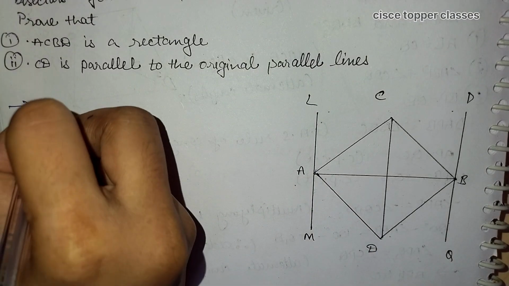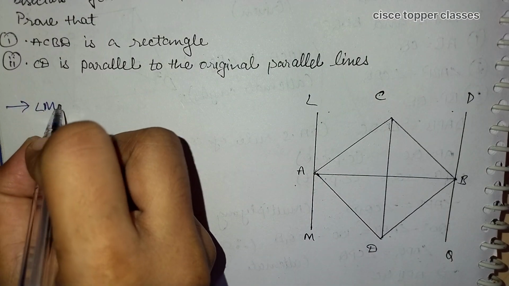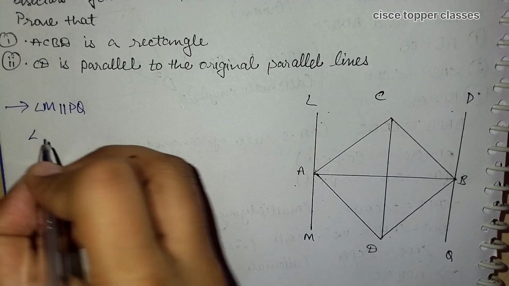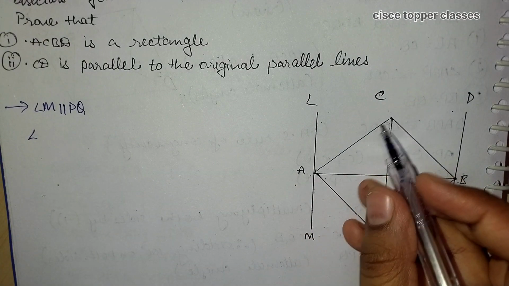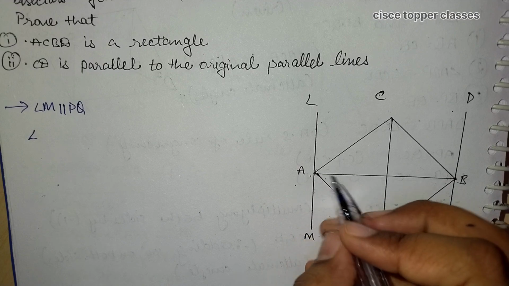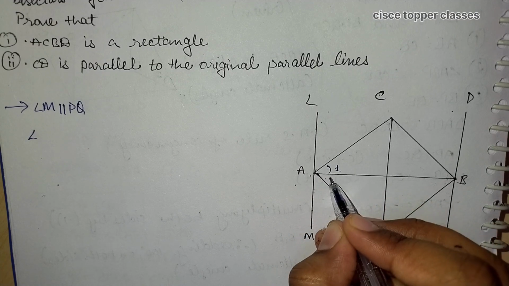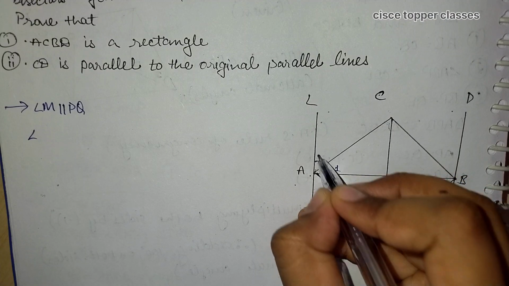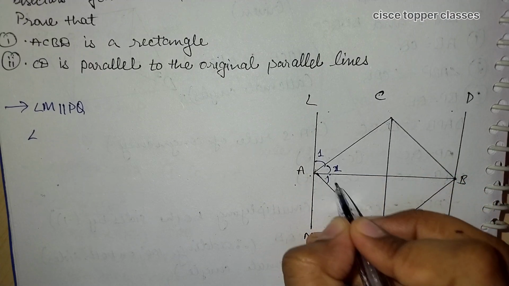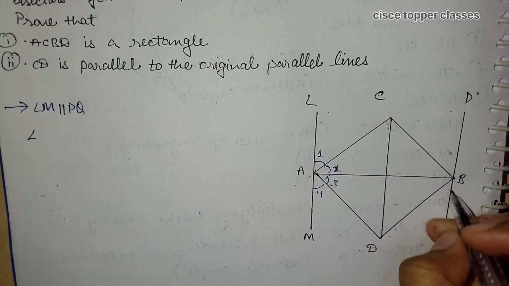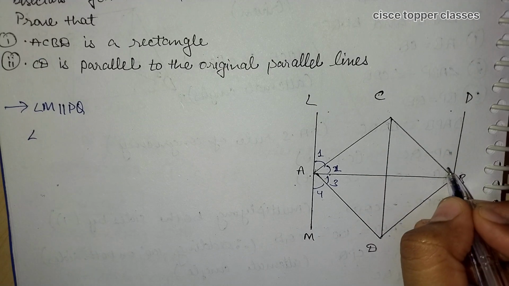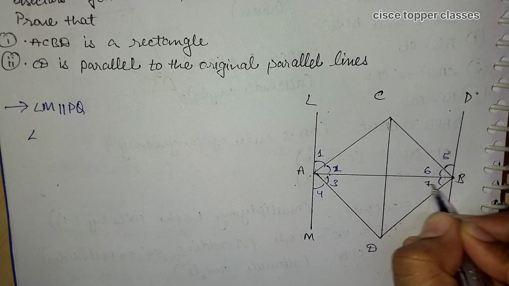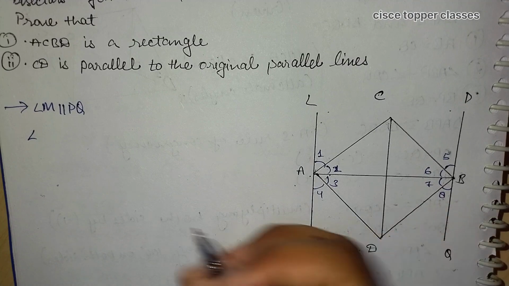So here, as it is given to us that LM is parallel to PQ, and because this AC is a bisector of angle A, so this will be angle 1, this will be angle 2 also. So let this be 1, 2, and this be 3, and this be 4. And here also, because this is also a bisector, we can write it as 5, this angle be 6, and this angle be 7, again this angle be 8.